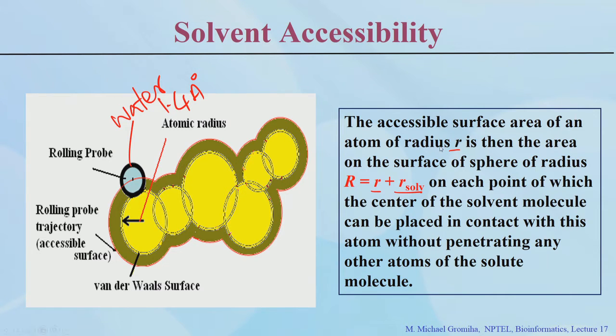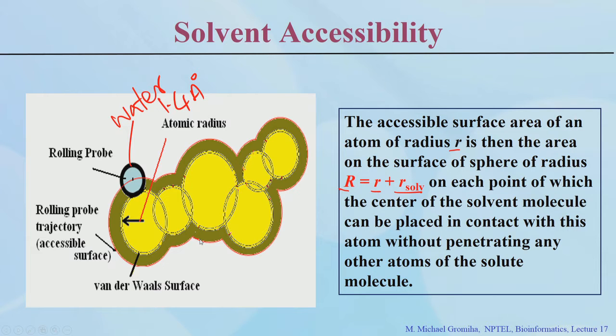This is the area of the surface of a sphere of radius R, where R equals r plus the radius of the solvent molecule, at each point where the center of the molecule is in contact with the solute molecule without penetrating other atoms. So, if we have this water molecule rolling around, how far can it penetrate into each atom, based on the van der Waals radius of each atom in a protein? That area we call the solvent accessible surface area.